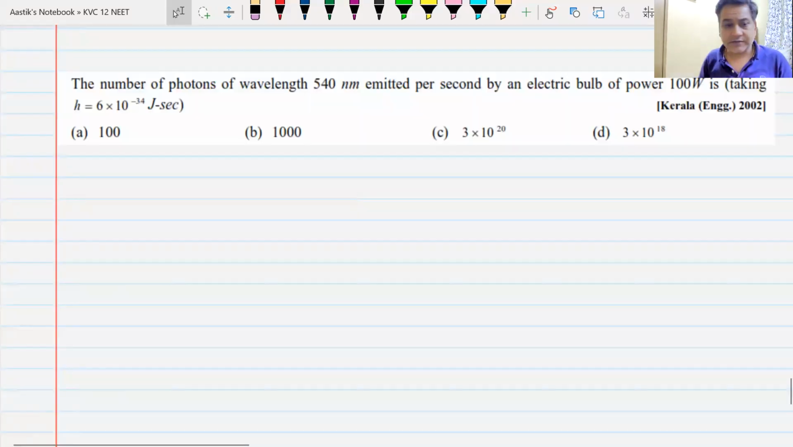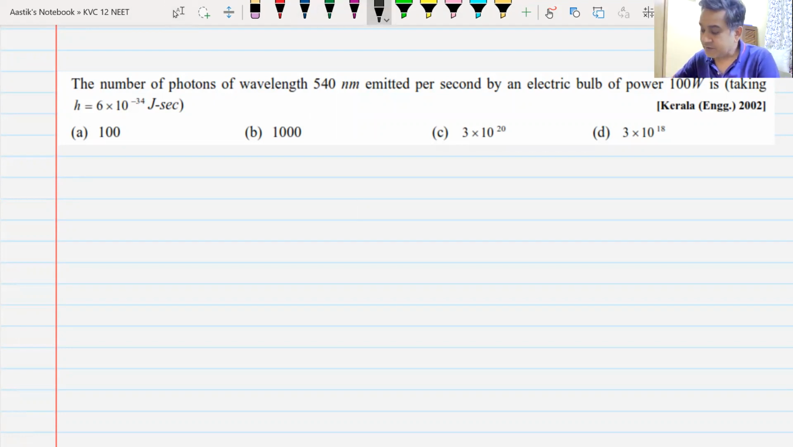Here is the question coming for you guys. Find the number of photons of wavelength 540 nanometers emitted per second by an electric bulb whose power is 100 watt. The value of h has to be taken as 6 into 10 raised to power minus 34, so that your calculations are simple. I will give you 2 minutes to solve this.